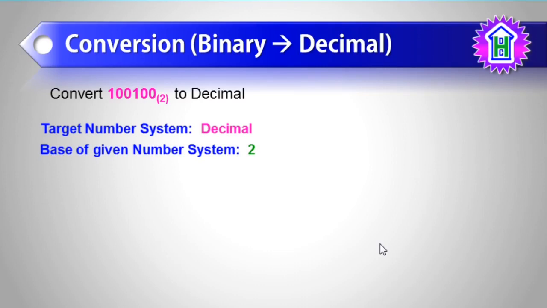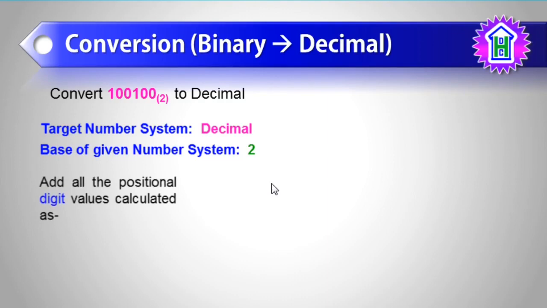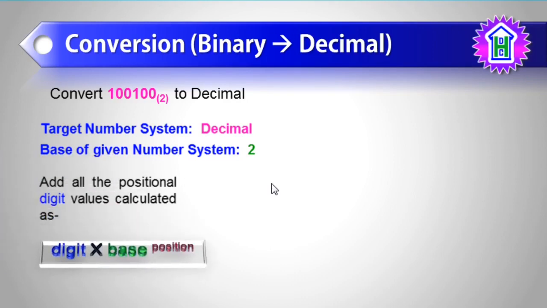Base of the other system or the given system is the base of the binary, which is 2. So we have to add all the positional digit values calculated by using this formula, which I have already discussed: digit into base to the power position. Here we have taken 100 100 as the number. So let us start to convert from binary to decimal.